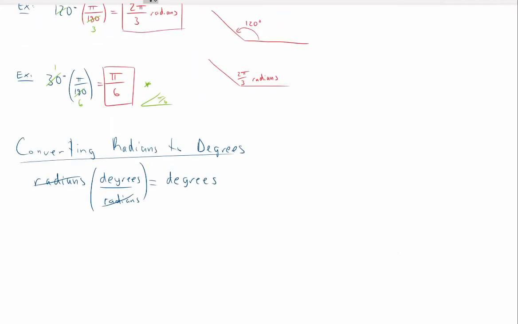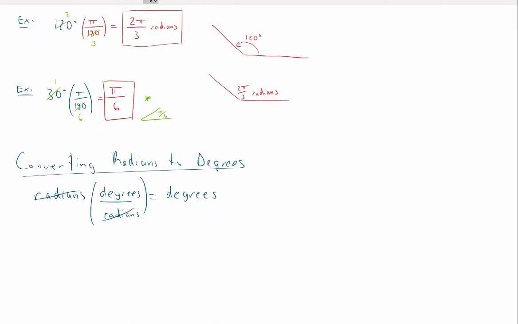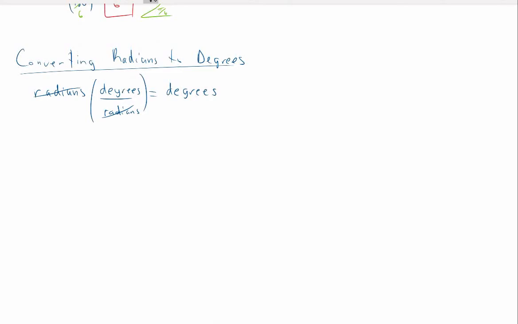And we just saw up here that 180 degrees equals pi radians. So this means I'll be multiplying by 180 degrees over pi radians. So if I'm converting from radians to degrees, I'll multiply by 180 over pi. Let's work through a couple examples real quick.